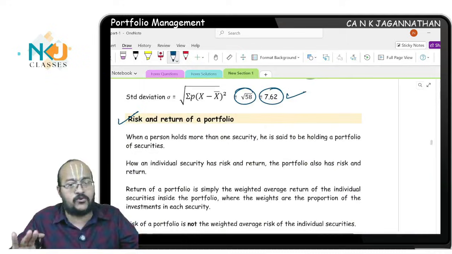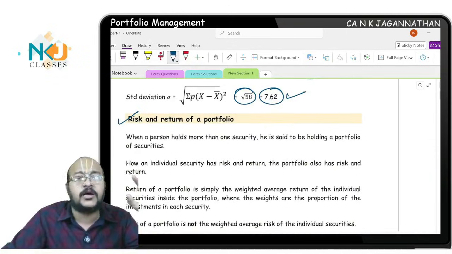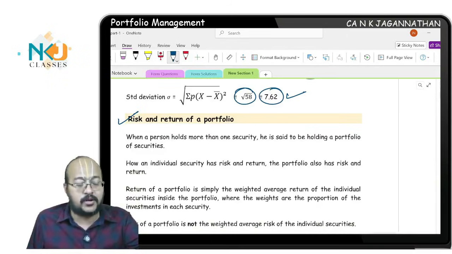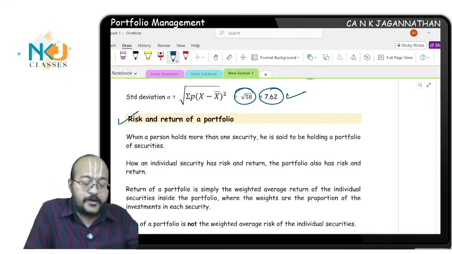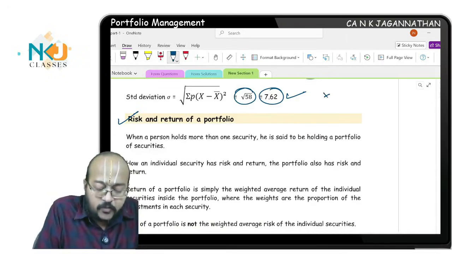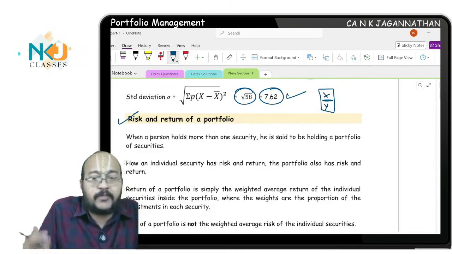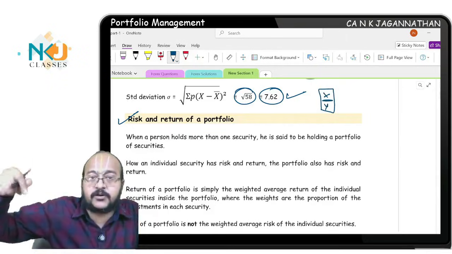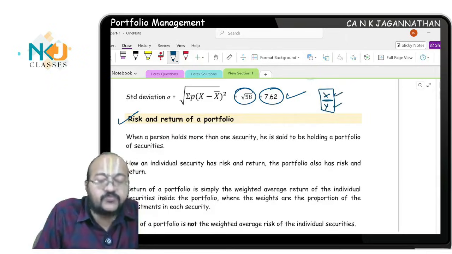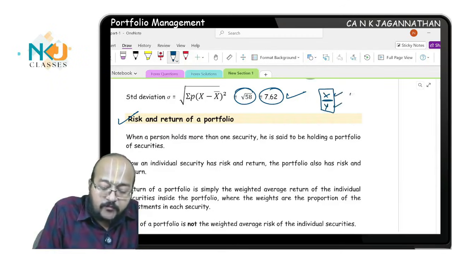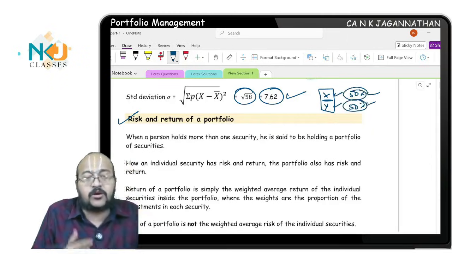Return of portfolio is very simple and straightforward. Return of portfolio is nothing but the weighted average return of the individual securities inside the portfolio, which means, very simple, I construct a portfolio in my bag which is having two securities, like two vegetables. One is X, one is Y, correct? Now, I am putting 50% of my money in security X, and 50% of my money in security Y. Are you all understanding?